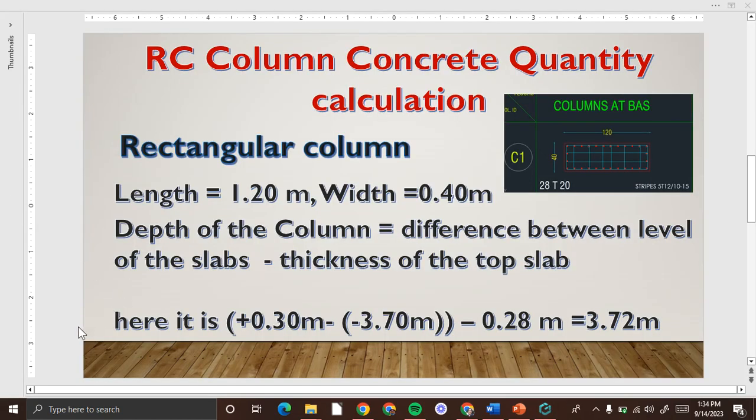Here for the rectangular column we know length of the column as 1.2 meter, width of the column 0.4 meter and the depth of the column also we know how to calculate: difference between the level of the slab minus thickness of the slab. Here it is 0.3 meter is the level of the ground floor slab and negative 3.7 meter is the level of the basement slab and the thickness of the slab is 0.28 meter. So we will subtract this 0.28 meter from the depth of this column height. So we will get a height of 3.72 meter as the depth of the column.